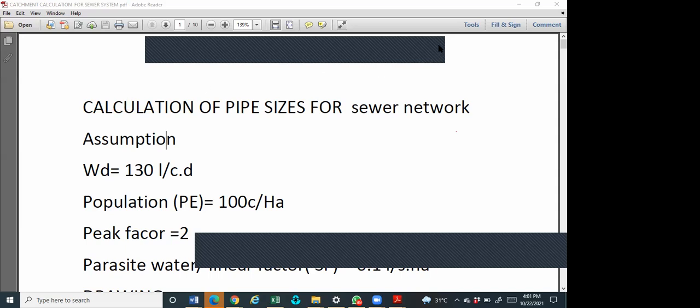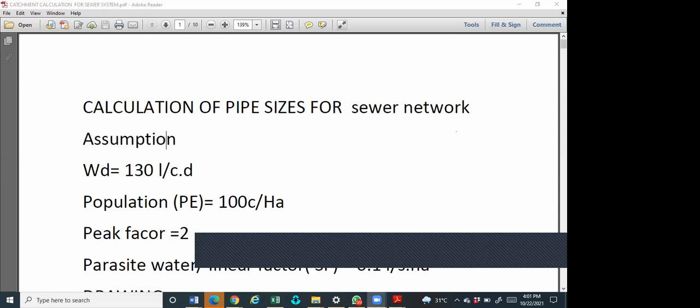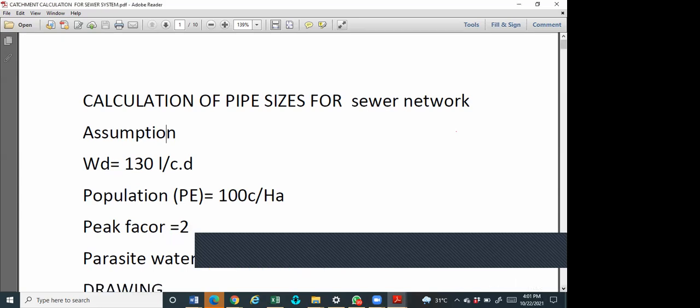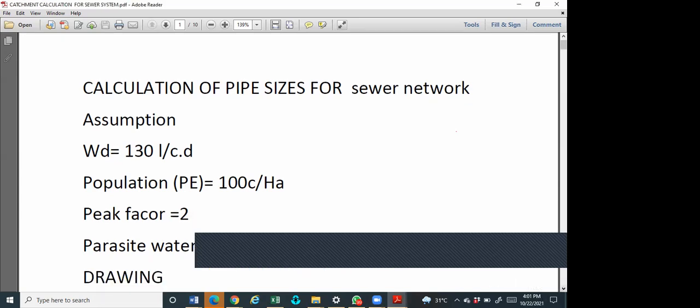So how do you calculate a pipe size? As an engineer, you make your assumptions, your takeoff calculation. The first thing we said here is that we assume the water demand, not wastewater, water demand per capita, per person per day, is 130 liters per capita per day.